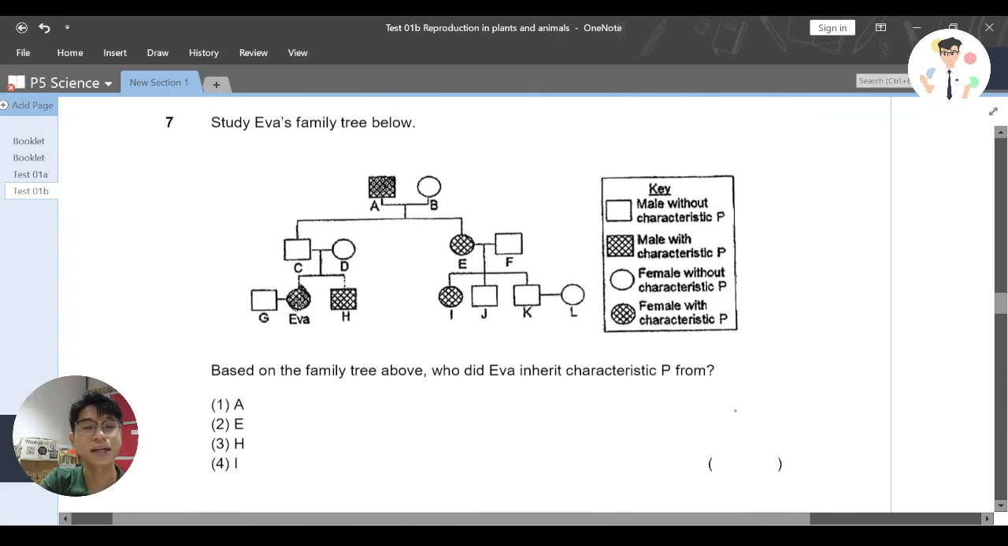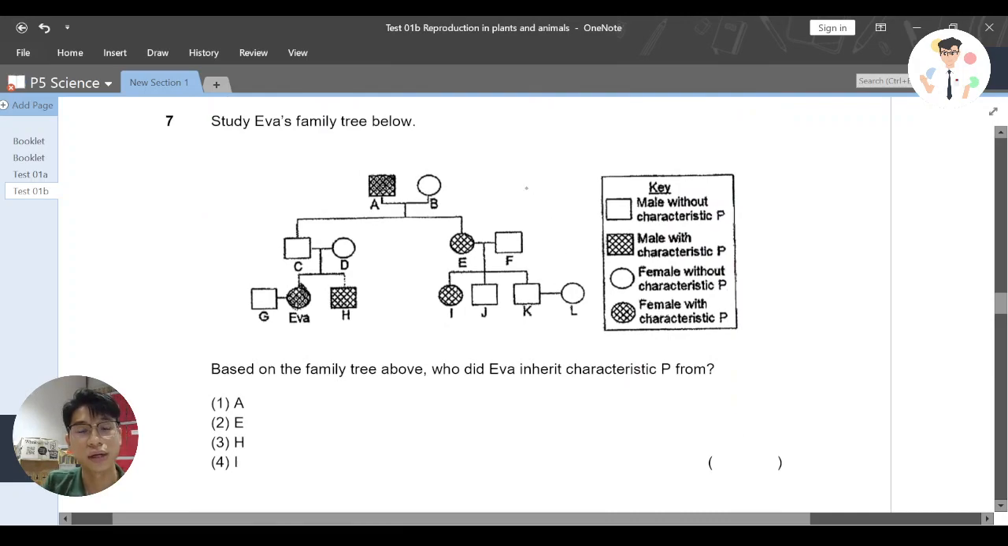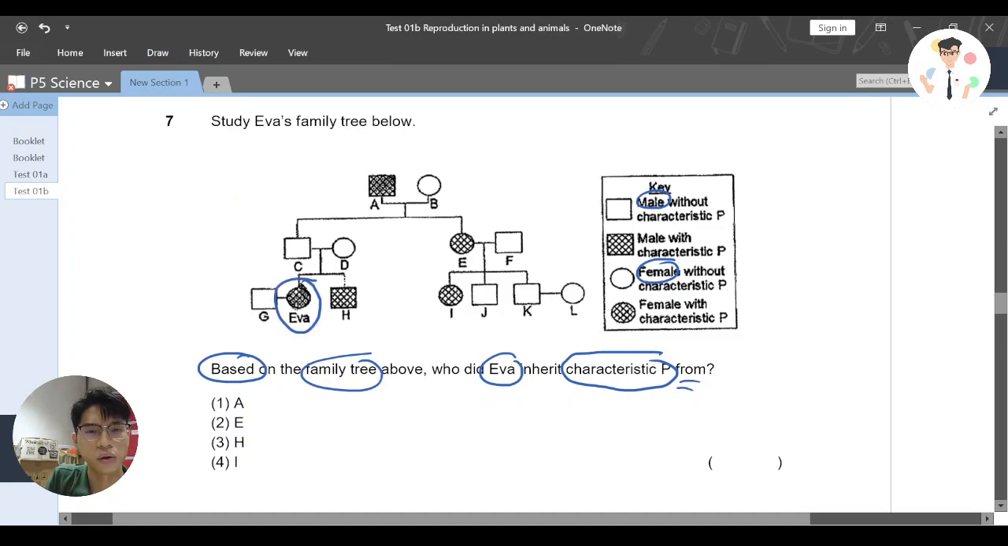The next one, study Eva's family tree below. Again, as you can see, the square is the male and the circle is the female. Based on the family tree above, again, your answer should be based on the family tree. Who did Eva inherit characteristic P from? So Eva is here. This is Eva. So is it possible to be H? Now again, inherit means it's supposed to be from a previous generation, right?